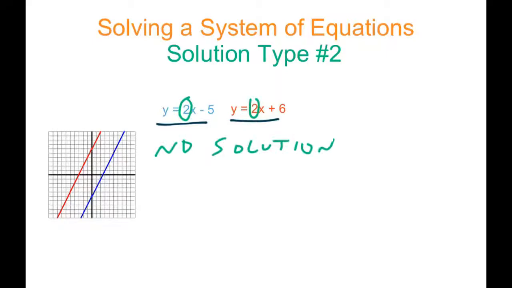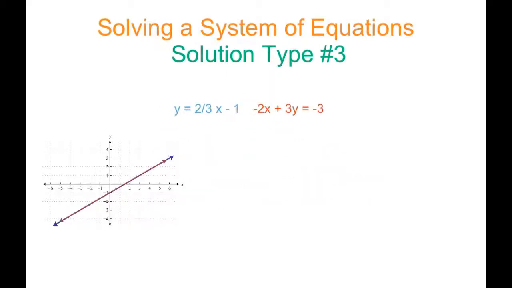Our first example, there's one solution, a point of intersection. Here, no solution. Those lines are never going to intersect. We're never going to see a solution. So no solution. We call this inconsistent. When there's no solution because the lines are parallel, that would be called an inconsistent system.